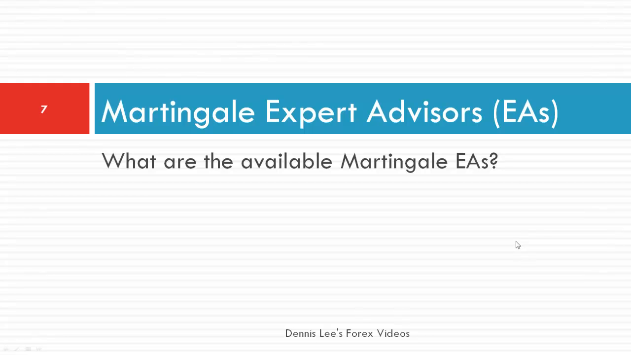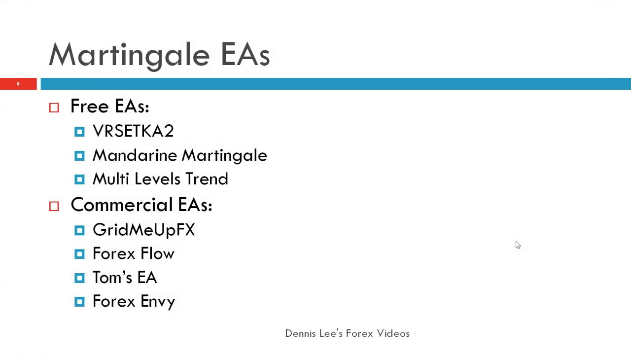So what are the available Martingale EAs, both free and commercial, that are out there? I have listed here some free EAs as well as commercial EAs. For the free EAs, which can be downloaded from the MQL4 website, we have BR Setka 2, Mandarin Martingale, and Multi-Level Strength. And for commercial EAs, we have Grid Me Up FX, Forex Flow, Tom's EA, which is quite expensive, and Forex Envy, which is the most popular.